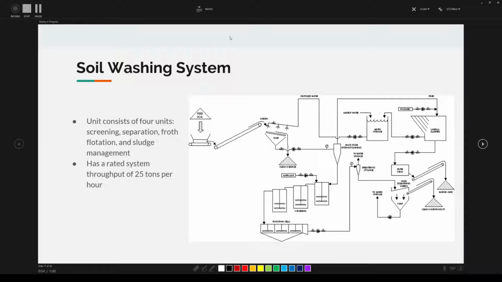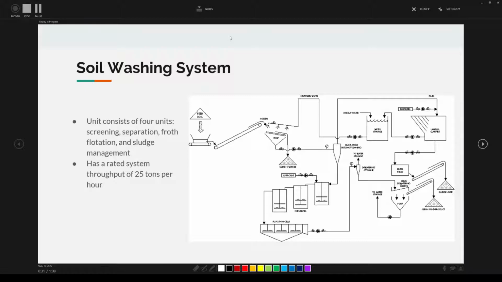Next, the soil washing system was actually designed and constructed by Alternative Remedial Technologies Incorporated. This unit consists of 4 different units: screening, separation, flotation, and sludge management. The screening process screened out the gross oversized fraction from the pile of material to be treated by means of a hopper and a vibrated grizzly.